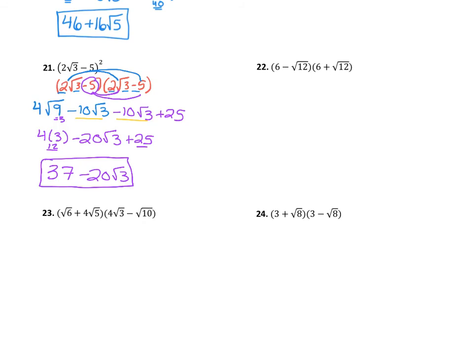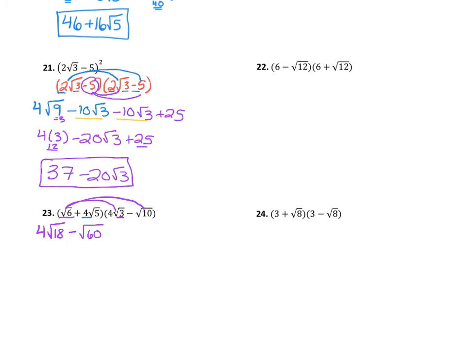Now let's try this last one. So 23 is really similar. We're just going to have some more simplifying we're going to need to do in the end. So first thing I'm going to do is root 6 times 4 root 3. So again, my root 6 is only going to get multiplied by the 3. So I'm going to end up with 4 square root of 18. Then I'm going to do root 6 times negative root 10. So that's going to give me negative square root of 60.